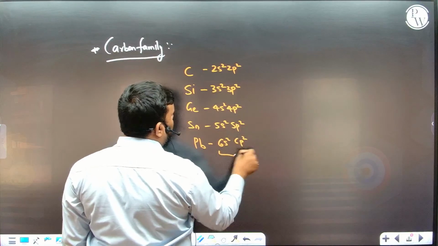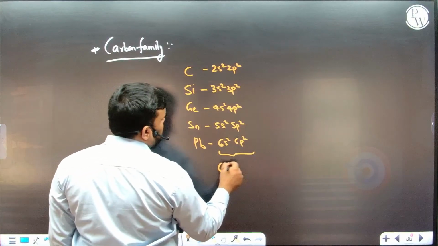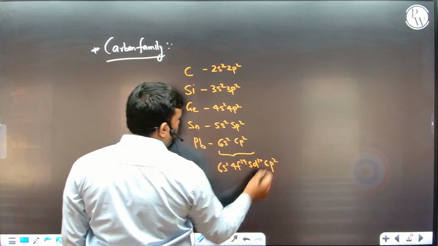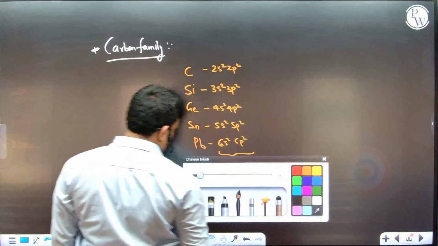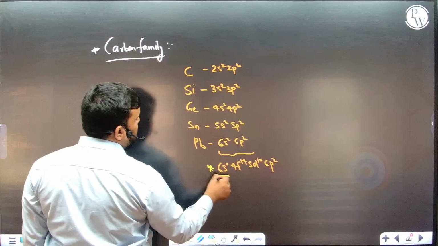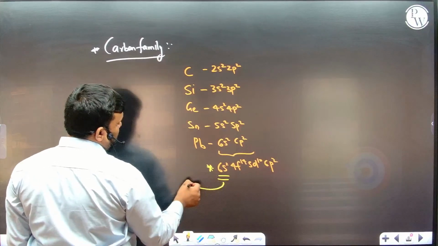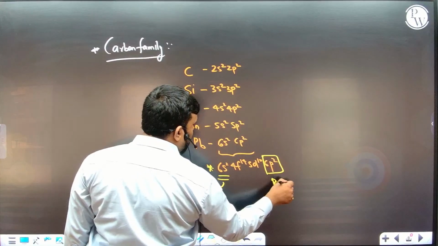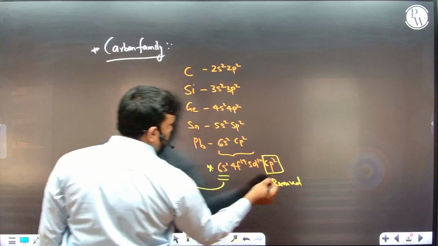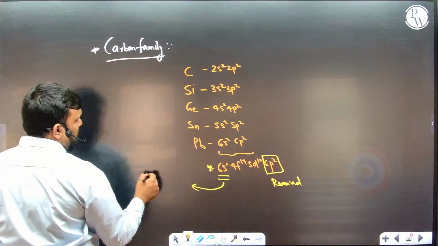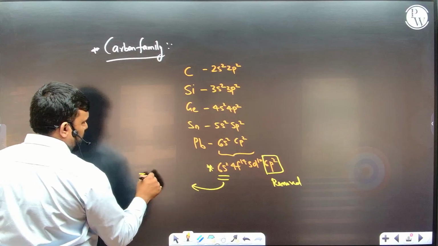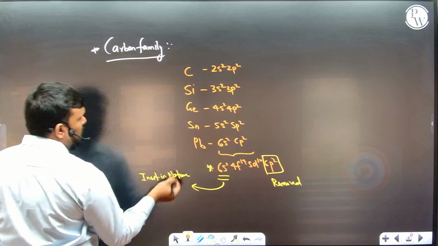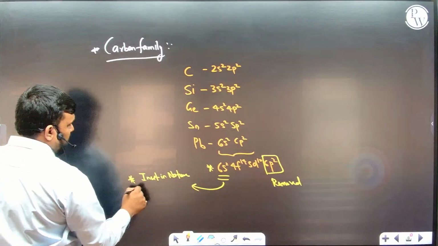But in this, if you open up, the actual configuration is 6s2, 4f14, 5d10, 6p2. So here also you can see the inner electrons, this 6s2 pair, will be much closer to the nucleus. You can remove this 6p2 electron. This can be removed. Okay. But this pair of electrons have become inert in nature. They cannot be removed.